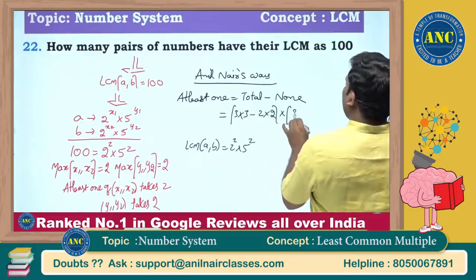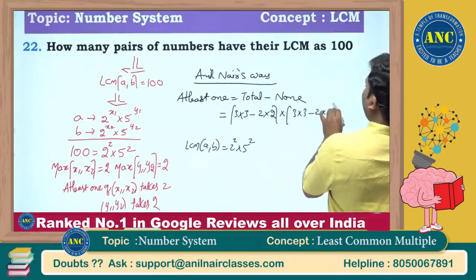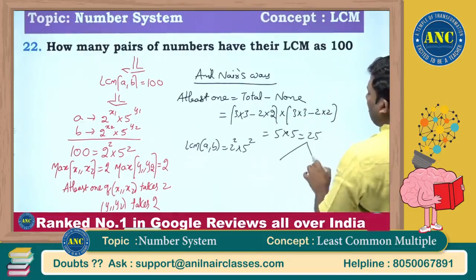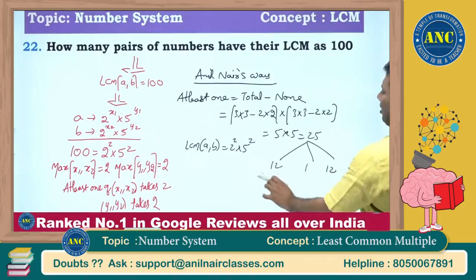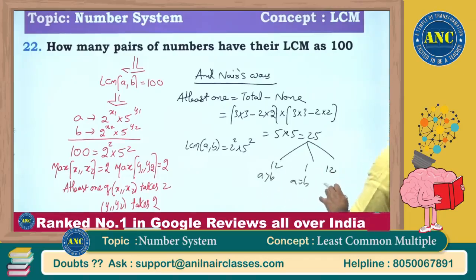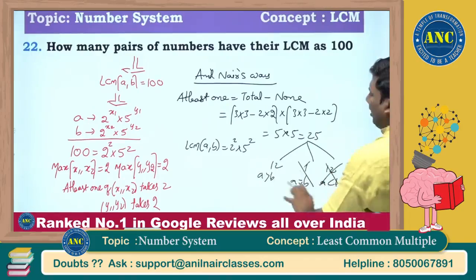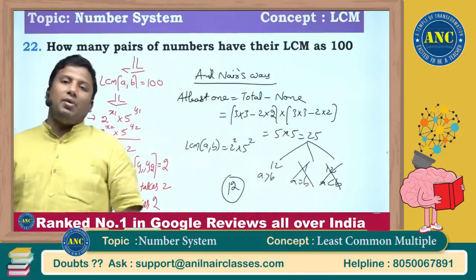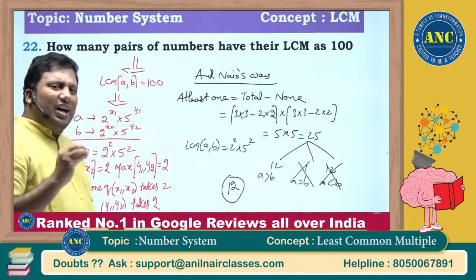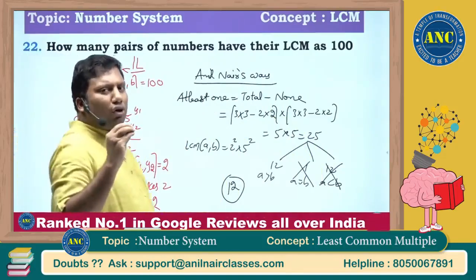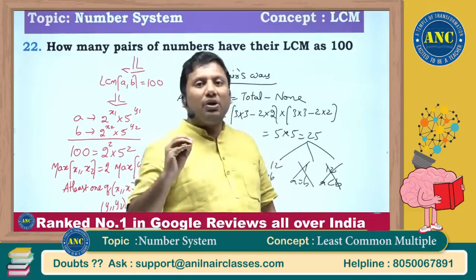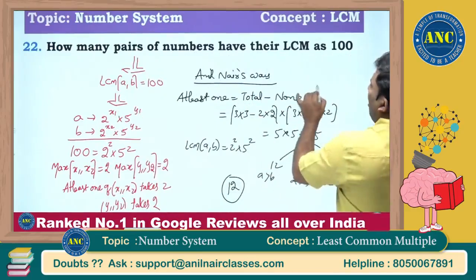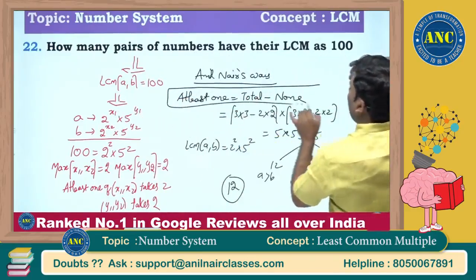Since the powers are the same, the same expression will be repeated. 9 minus 4, 5. 12 cases. A greater than B, A equivalent to B, A less than B. The reverse we need to eliminate. How many values can A comma B take such that the LCM of two numbers is 100? Very good question, a beautiful question for us to compute the input values when the output is given. Very unique question. At least one is given by total minus none.